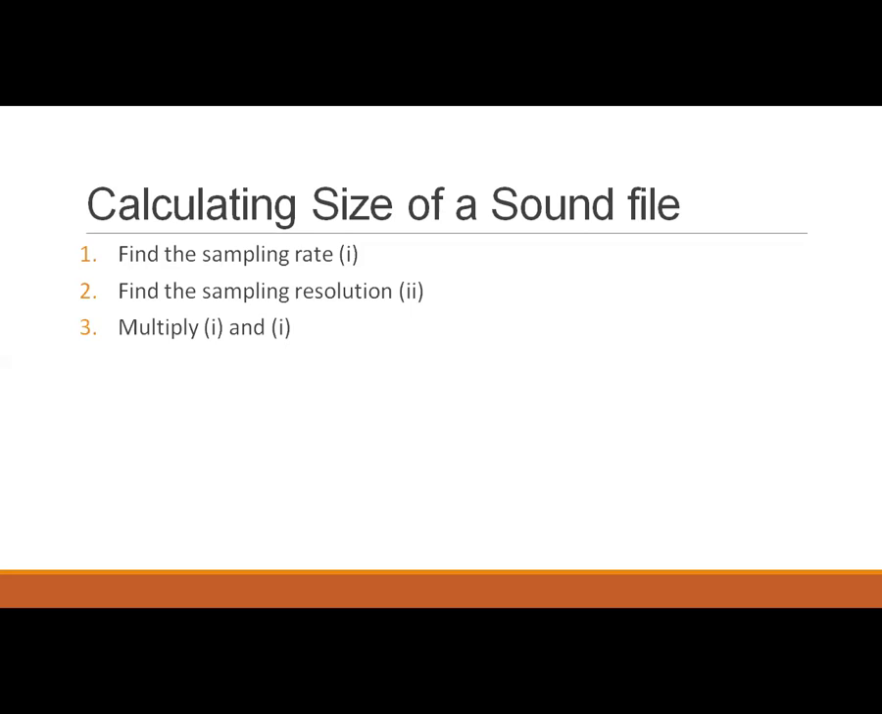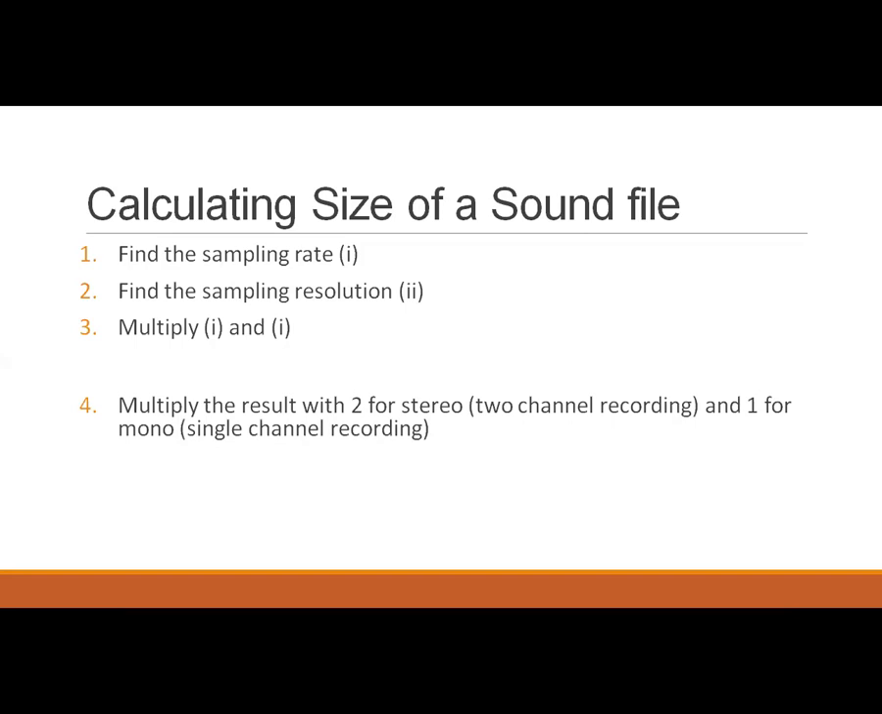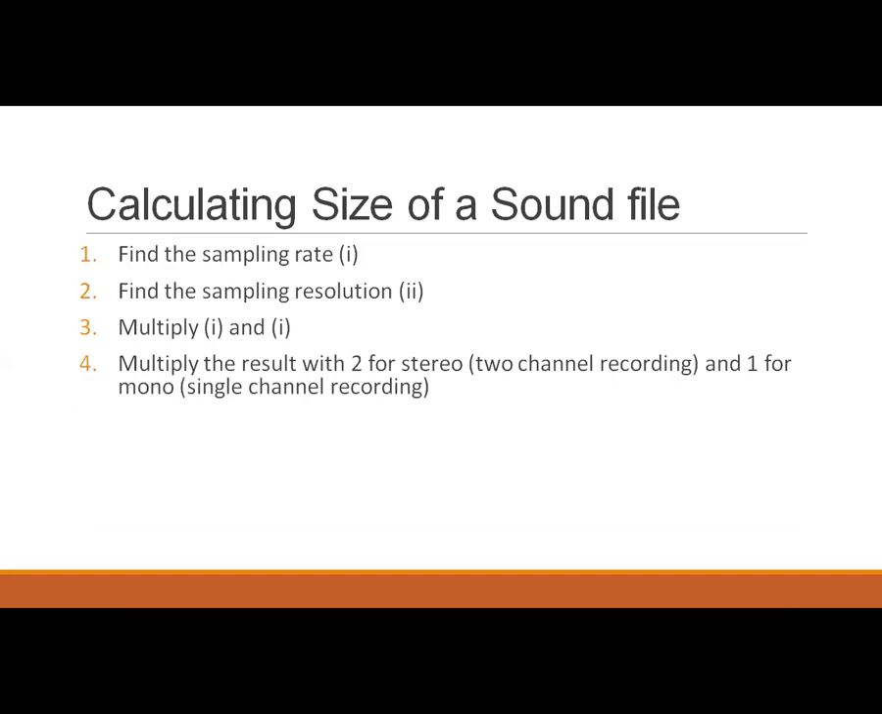So the sampling rate and sampling resolution are multiplied. The sampling resolution is how many bits I'm using to store each sample. Then we have to see whether we are recording to play on one speaker, or recording to play on two separate channels. The sound files you use nowadays are recorded for left and right speakers separately, which means they are recorded in stereo.